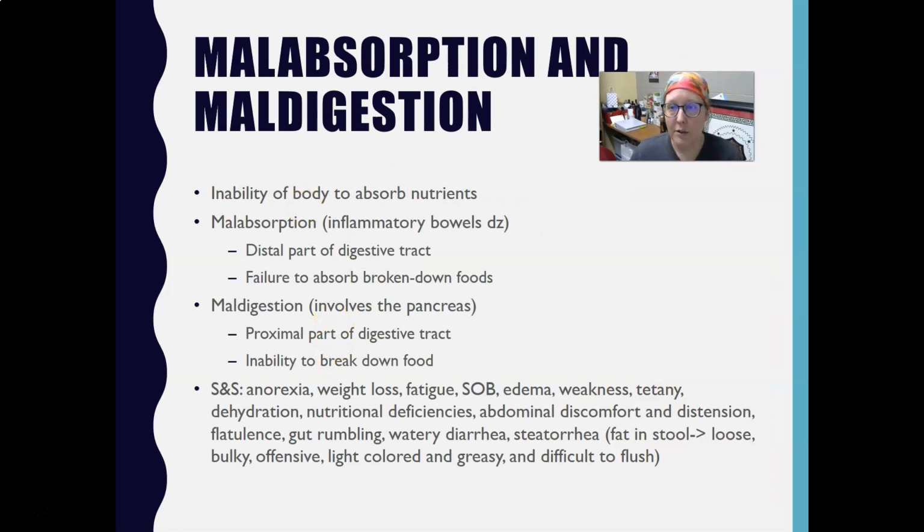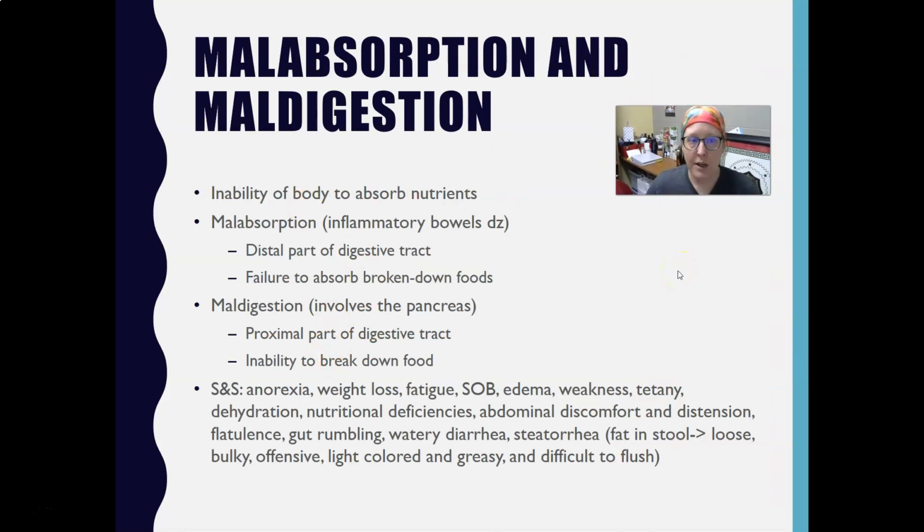Okay, so let's talk a little bit about malabsorption and maldigestion. That's an inability of the body to absorb nutrients because you don't have enough of the digestive enzymes to break them down for you to be able to absorb them. So in malabsorption, you are actually breaking it down, you're just not absorbing it, and that's usually happening in the distal part of the digestive tract, so not at the beginning, but towards the end, as it reaches the end of the small intestine and goes into the colon.